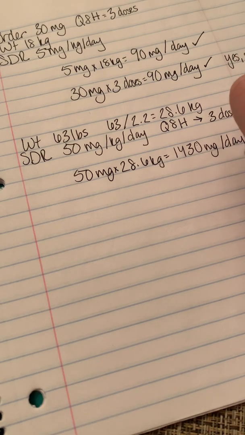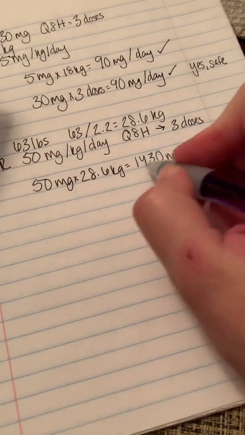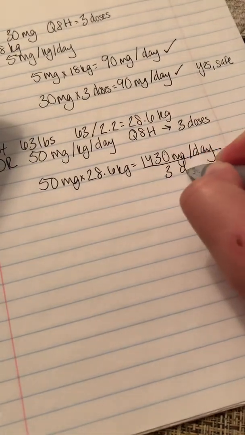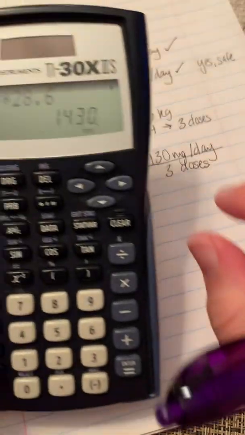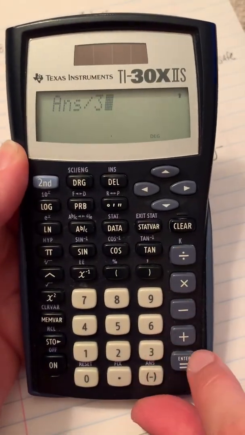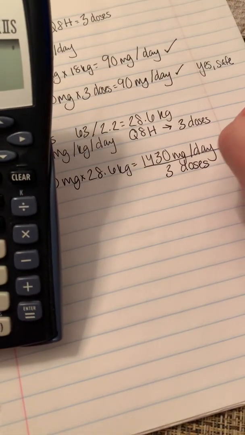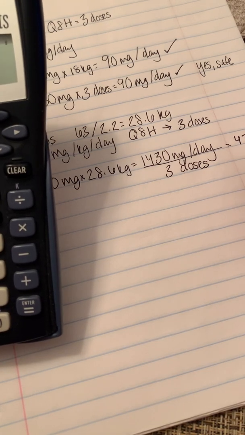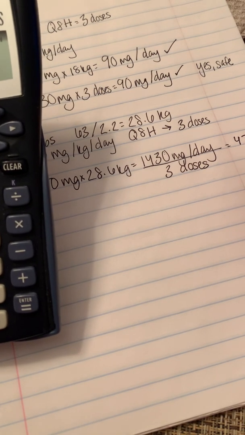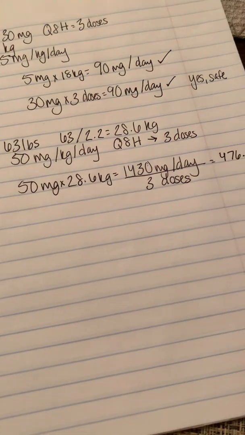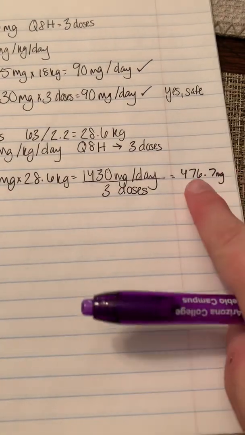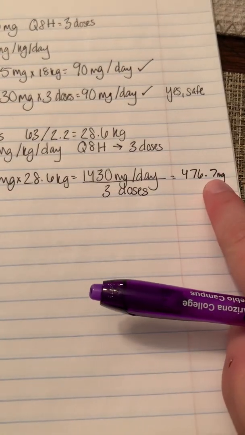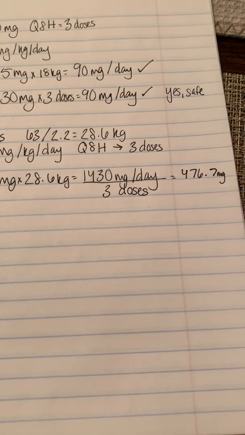1,430 milligrams per day. And now I want to know how much that is if I do 3 doses. So 1,430 divided by 3, and I get 476.6666666, so 476.7 milligrams, and that is per dose, okay? So this is 476.7 milligrams per dose, all right?